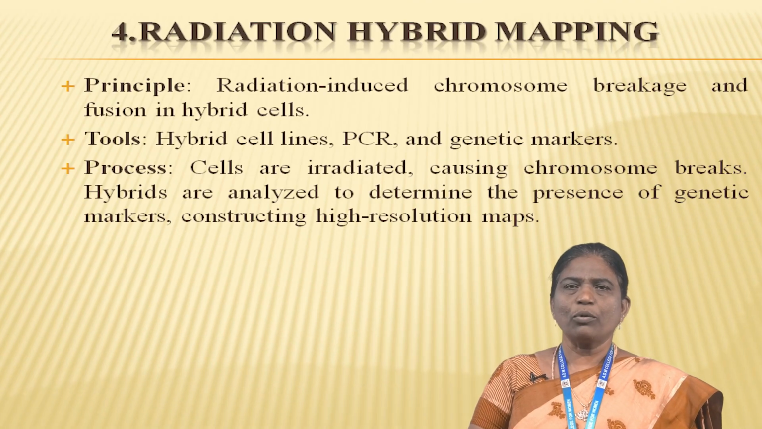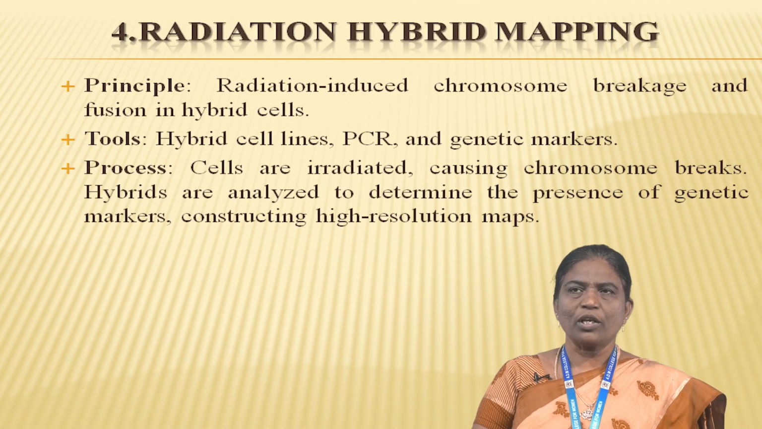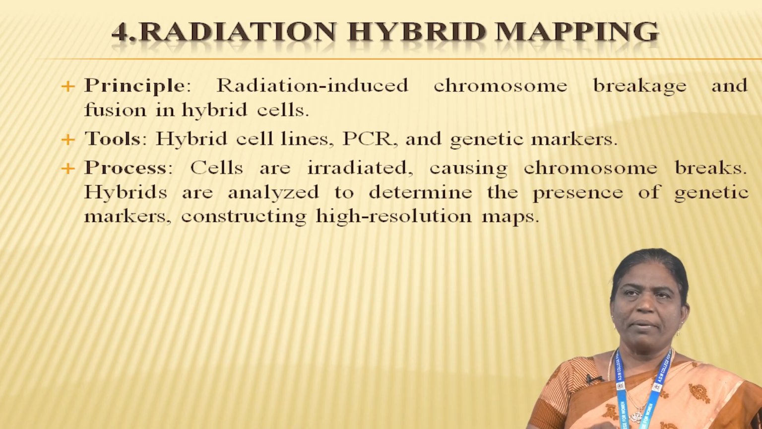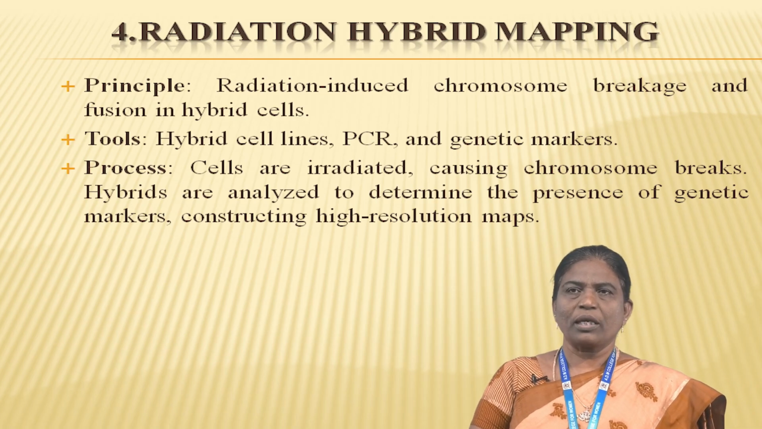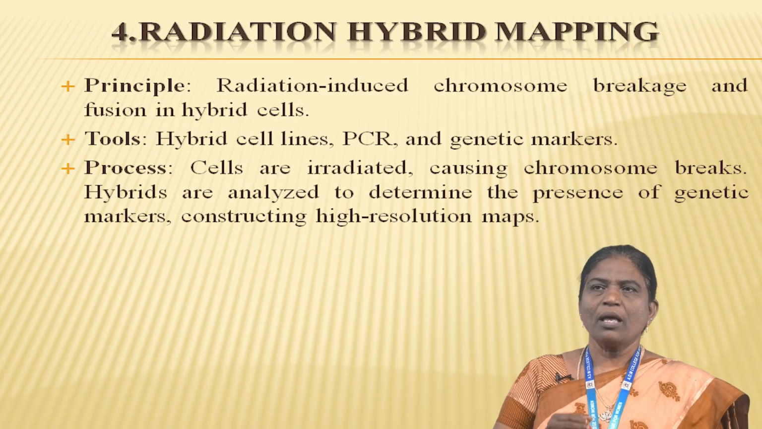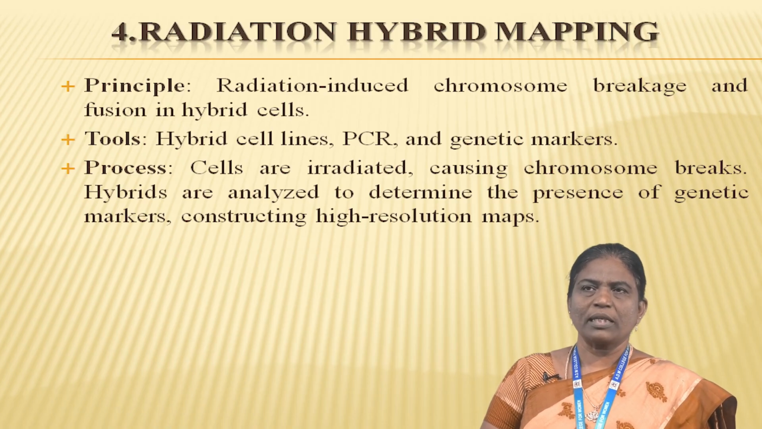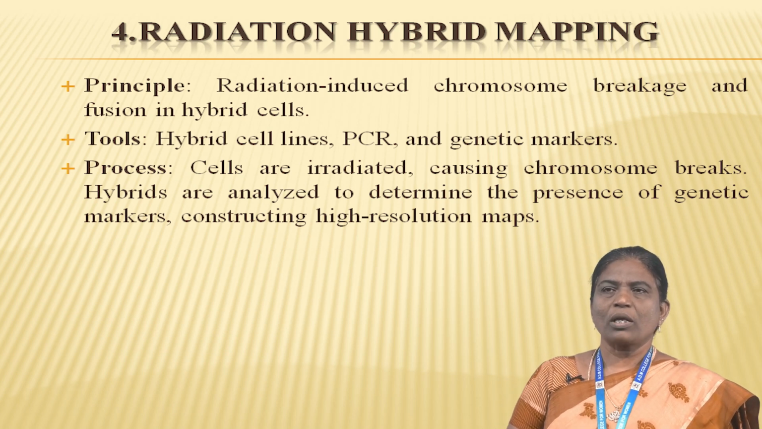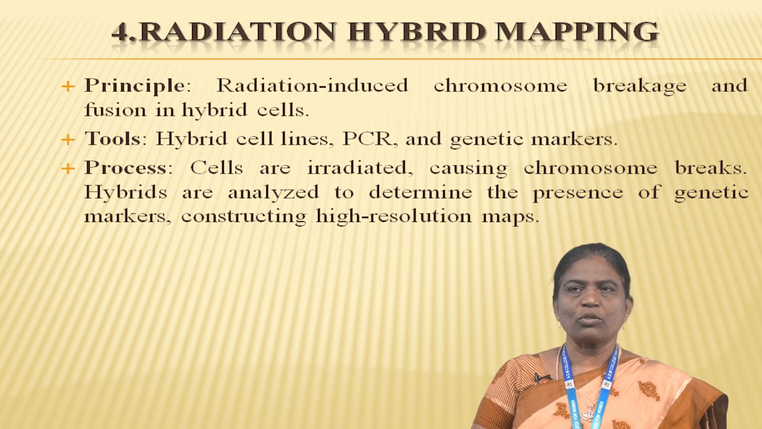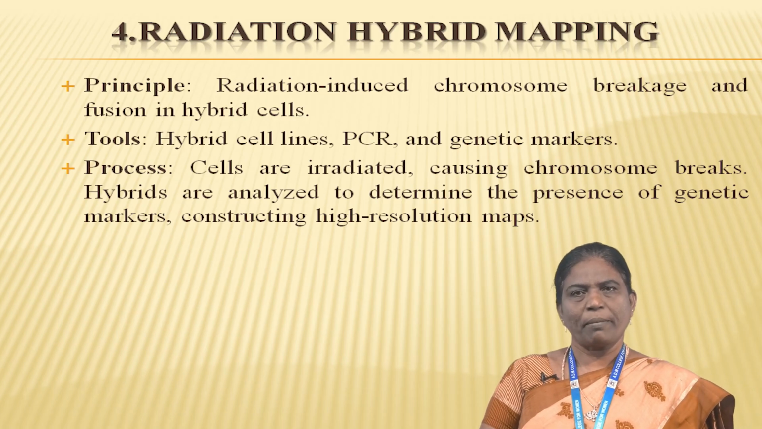Let us see something about radiation hybrid mapping. Here the principle is radiation-induced chromosome breakage and fusion in hybrid cells. The tools we are using here are hybrid cell lines, PCR, and genetic markers. The process includes cells being irradiated, causing chromosome breaks. Hybrids are analyzed to determine the presence of genetic markers, constructing high-resolution maps.